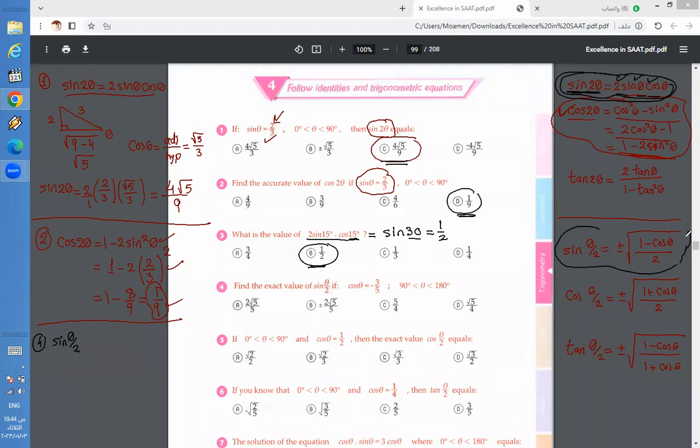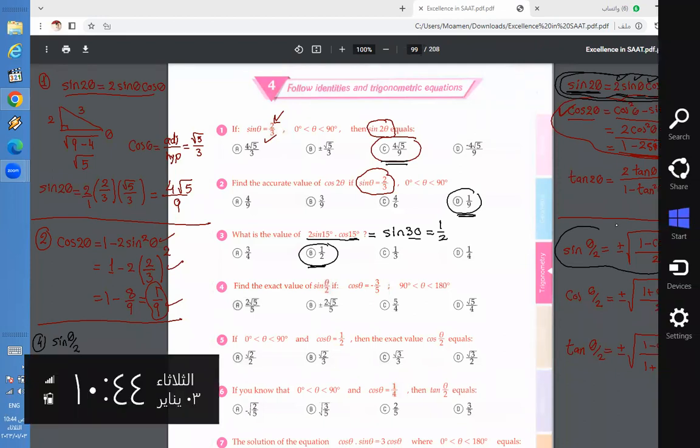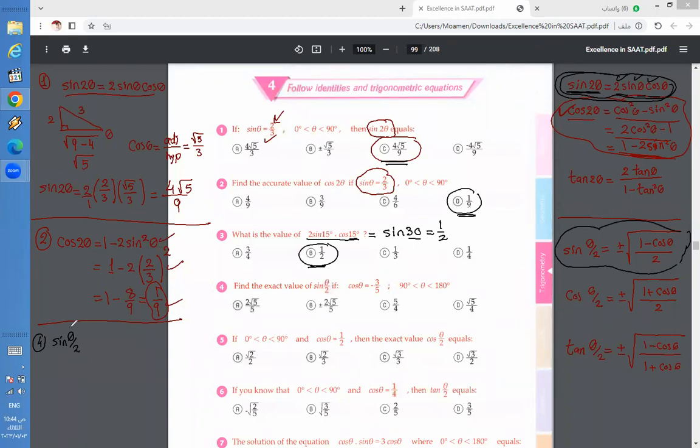Positive or negative square root of (1 minus cosine theta) over 2. Okay, so it's positive or negative square root of 1 minus cosine theta. He gave me cosine theta equals negative 3 over 5. So negative and negative we change into positive, so 3 over 5, all over 2.